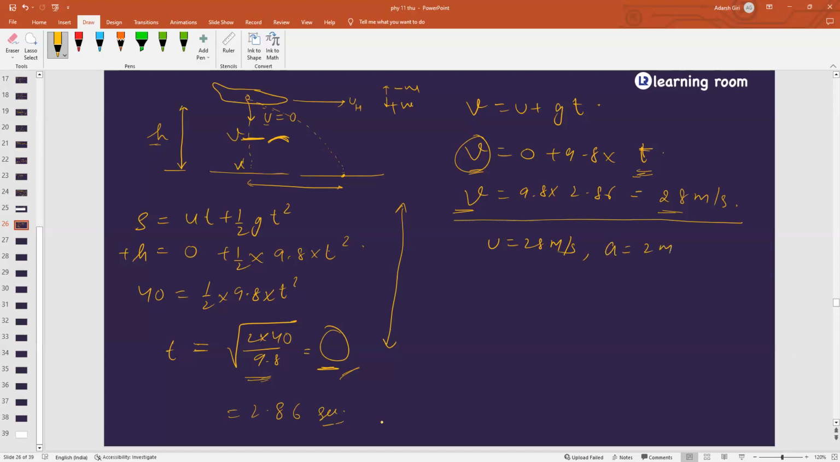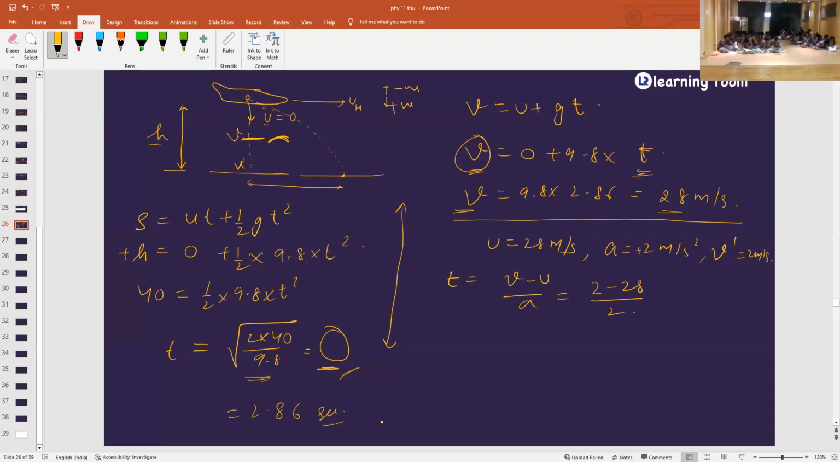Acceleration was given 2 meter per second square, downward positive, and final velocity while reaching the ground is 2 meter per second. That has been given in the question. So can we calculate the time to reach the ground? That will be v minus u upon a. So 2 minus 28 upon 2. Isn't it?